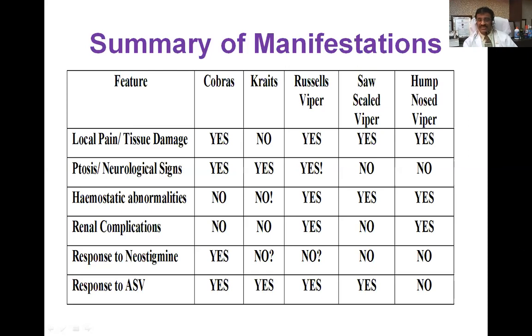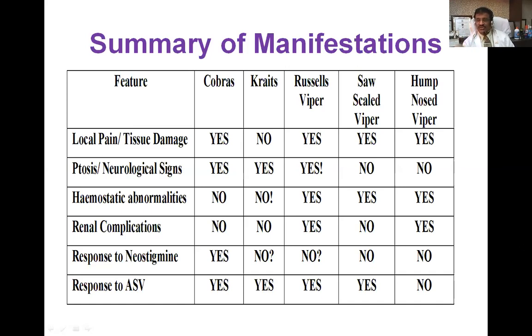Now hemostatic abnormalities you will not find in the neurotoxic snakes like cobras and kraits. They are present in the vipers, all three vipers. Renal complications are present mostly in the vipers. They are not present in the neurotoxic snakes. But in saw-scaled viper also you will not find renal complications. So the species is very important to understand these manifestations.